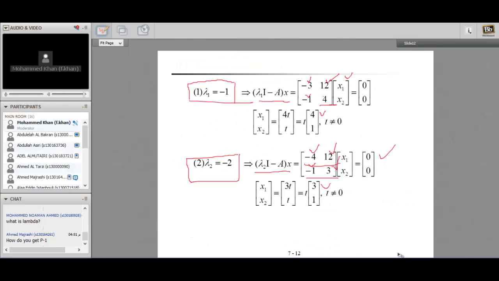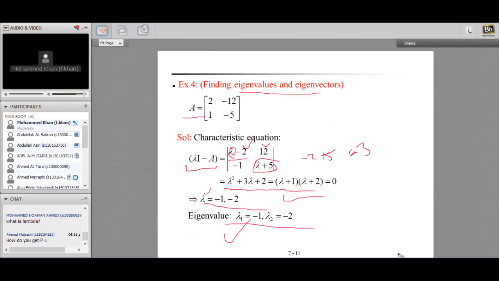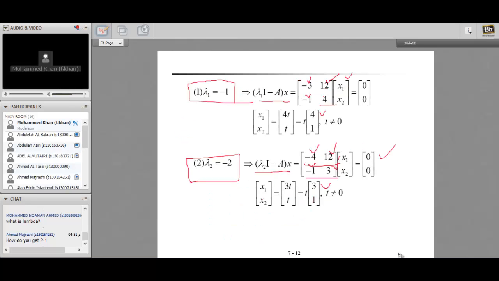For example, if you see, this is a 2 by 2 matrix. Here these are the eigenvalues. Now let's see how we can find the eigenvector. Corresponding to lambda is equal to minus 1, we can find the eigenvector, this 4 and 1. In this way, you can find the eigenvector. This is called P1. Similarly, this is called P2. So just read these PowerPoint slides again and again, so you can understand this.